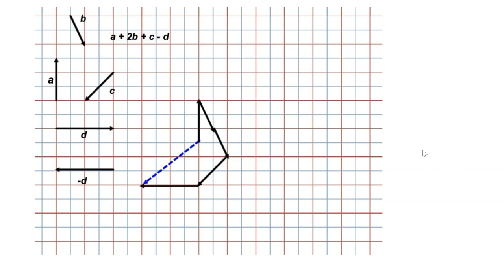So from the starting point where I put the first A, from the head of the first A to the tail of the final minus D represents the track of this whole sum and difference of all of these vectors. Hopefully the graphic makes sense.